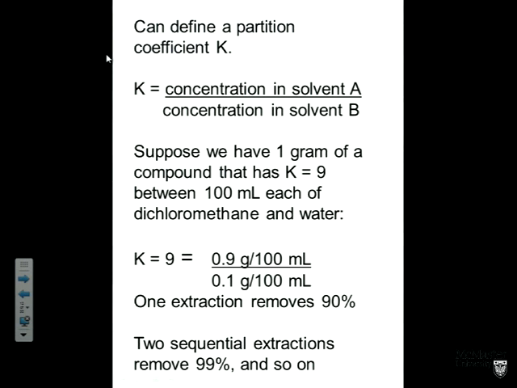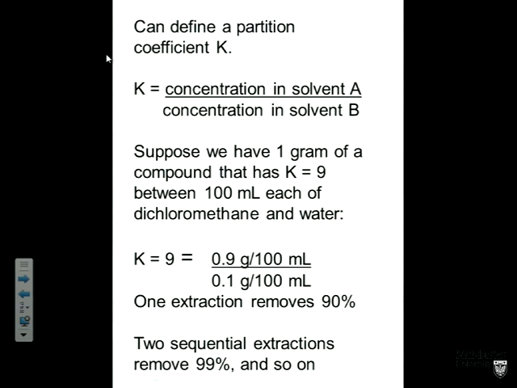Here, this is simply an equilibrium constant for the concentration in the one solvent divided by the other. So if we have a gram of compound that has K equals 9, and we put it into a separatory funnel with 100 mL of dichloromethane and 100 mL of water, then K equals 9. If you do the calculation from the equilibrium constant, the ratio of concentrations is 9 to 1. So you will have 0.9 grams of your compound in the solvent that it wants to be soluble in, and only 0.1 grams in the solvent that it doesn't want to be soluble in.